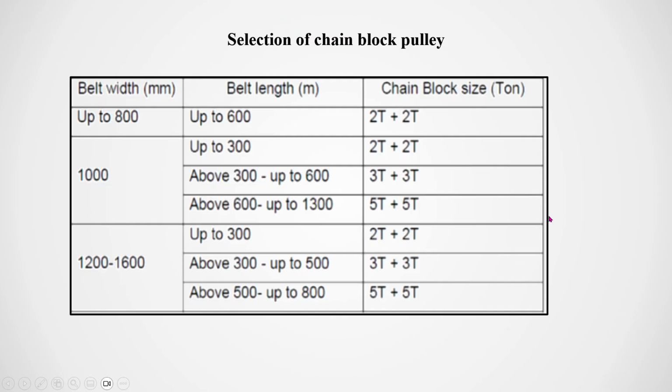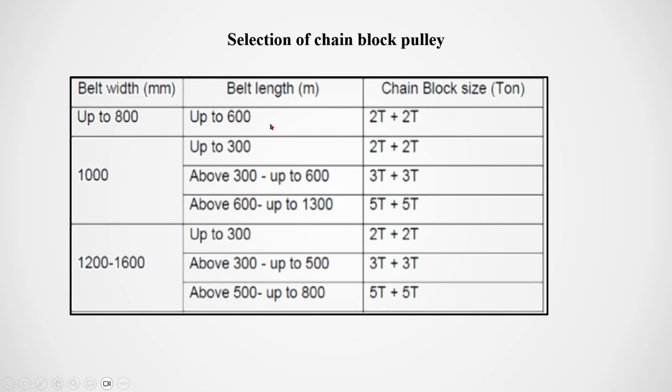Then, for the gravity take-up, what will be the chain pulley block weight capacity? For belt width up to 800, you should use two chain pulley blocks of 2 ton capacity. If the belt width is 1000 millimeter, then up to 300, 2 ton; up to 300 to 600, 3 ton; up to 500 to 1300. It will be the belt length is like this.